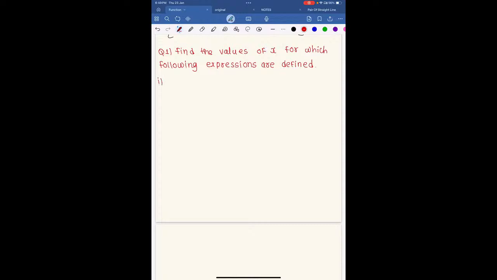So first one, we get 1 upon root of x minus modulus of x. So here we have to find out the values of x for which the following expressions are defined. So we have to find out when 1 upon root of x minus mod of x is defined. So the values of x for which 1 upon root of x minus mod of x is defined.